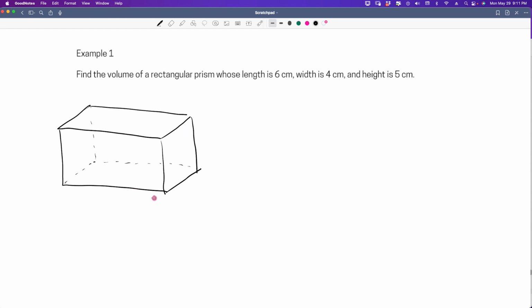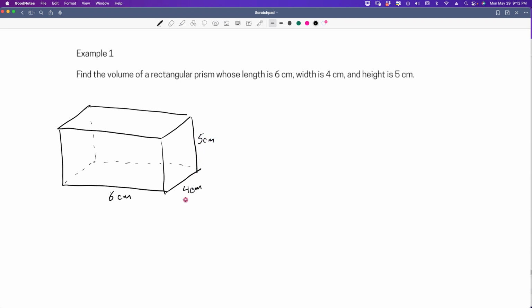So in this rectangular prism, or in this box, we have 6 centimeters for the length. The length is always the longest measurement. The width is 4 centimeters. And the height is 5 centimeters.